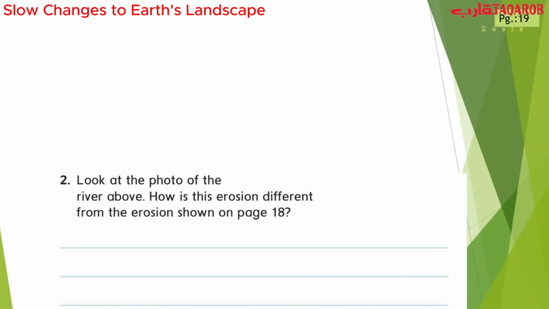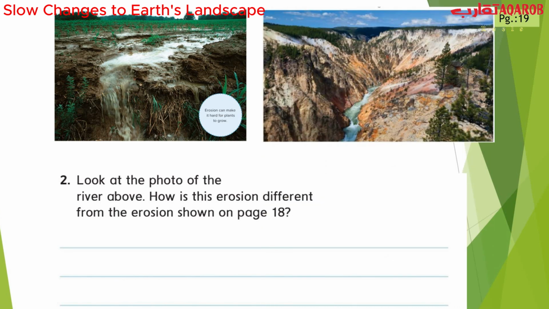So now, kindly open your book on page 19. They're asking you here, look at the photo of the river above. They're asking you about this picture, the one on the right side of this page. How is this erosion different from the erosion shown on page 18? So we have to compare the two pictures, the one on the right side on page 19 and the other on the left side on page 18. They are different in what? What do you think? I'll give you a hint. It's according to the time. So compare between them according to the time.